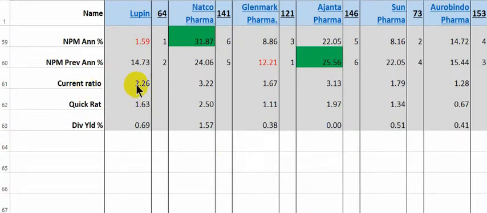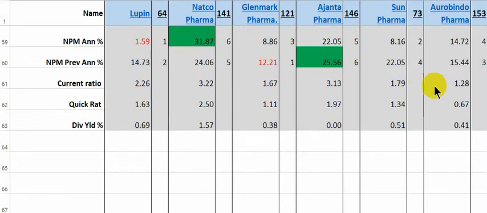So we want the current assets to current liabilities ratio to be more than 1 times. That is, the current assets should be easily able to cover all the current liabilities, and we should still be left with some current assets.